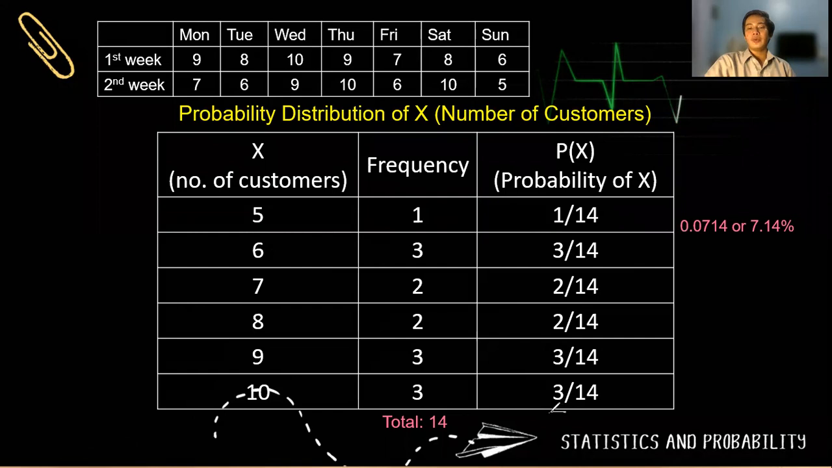And again, when you get the summation of the probability of the random variable X, the answer is 1 because 1 plus 3 plus 2 plus 2 plus 3 plus 3 is 14. Then copying the common denominator, we have 14 also. And 14 divided by 14 is 1. So again, it possesses the second characteristic.